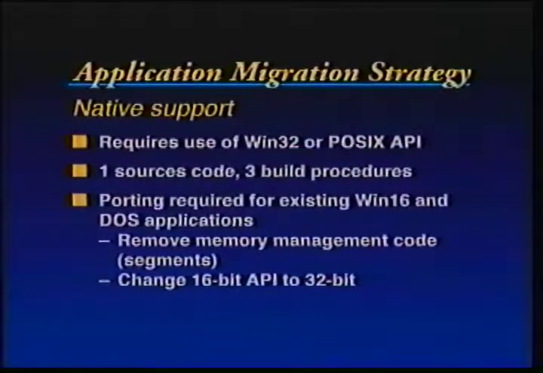Again, to port existing Windows 16 code over to Windows 32 code is fairly well documented. Just to overgeneralize things, the two major tasks are to remove various memory management code, where DOS uses a segmented memory scheme and NT uses virtual memory, and to change the 16-bit APIs and parameters to 32-bit APIs and parameters.